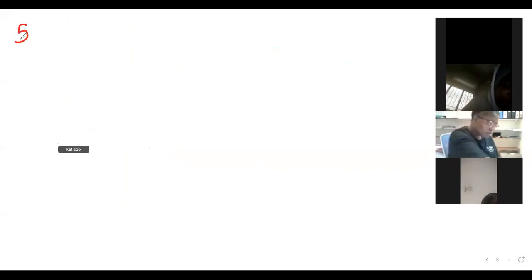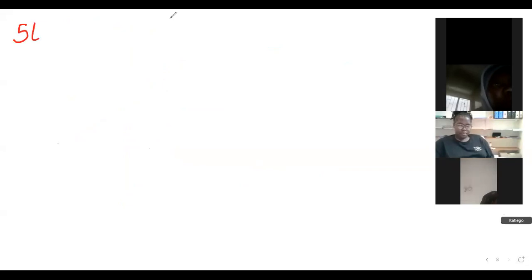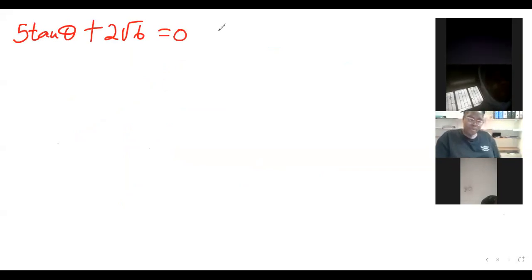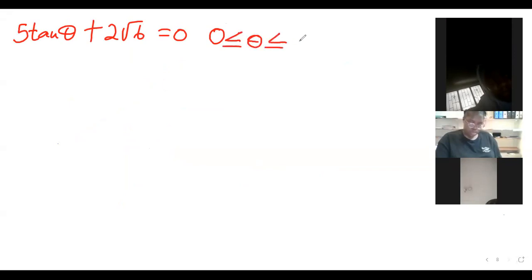Right. We are given 5 tan theta plus 2 root 6 is equal to 0. The condition is very important: 0 less than or equal to theta less than or equal to 270.